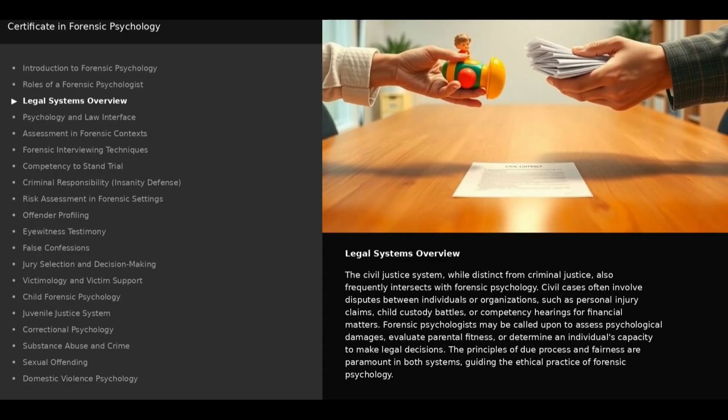The civil justice system, while distinct from criminal justice, also frequently intersects with forensic psychology. Civil cases often involve disputes between individuals or organizations, such as personal injury claims, child custody battles, or competency hearings for financial matters. Forensic psychologists may be called upon to assess psychological damages, evaluate parental fitness, or determine an individual's capacity to make legal decisions. The principles of due process and fairness are paramount in both systems, guiding the ethical practice of forensic psychology.